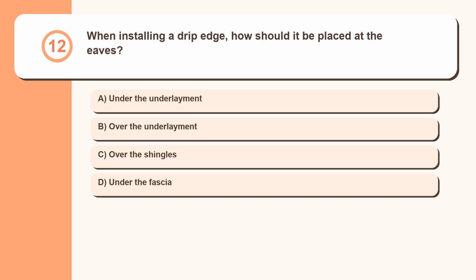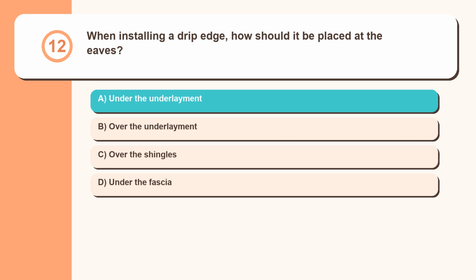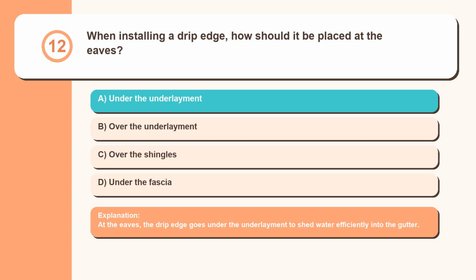Question 12. When installing a drip edge, how should it be placed at the eaves? Under the underlayment, over the underlayment, over the shingles, under the fascia. At the eaves, the drip edge goes under the underlayment to shed water efficiently into the gutter.